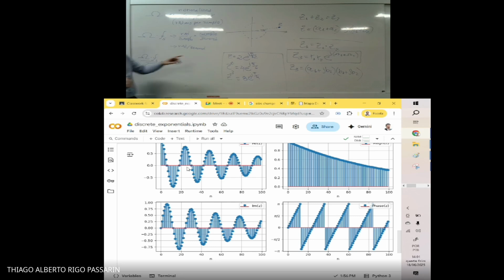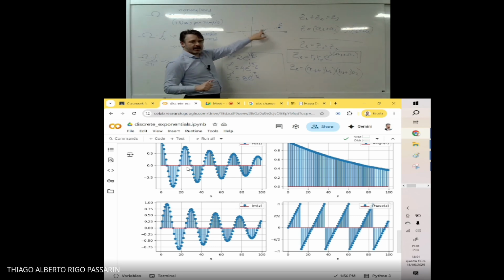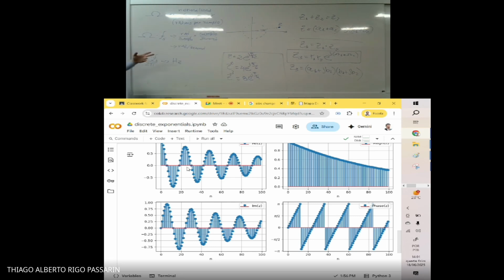Okay, so we have 15 here in our example. Suppose we have a sampling rate or sampling frequency of 1,000 samples per second, which is 1,000 hertz. So we are at 15 times 1,000 radians per second. If we divide this by 2 pi, we get the real frequency in hertz. So this guy is frequency.